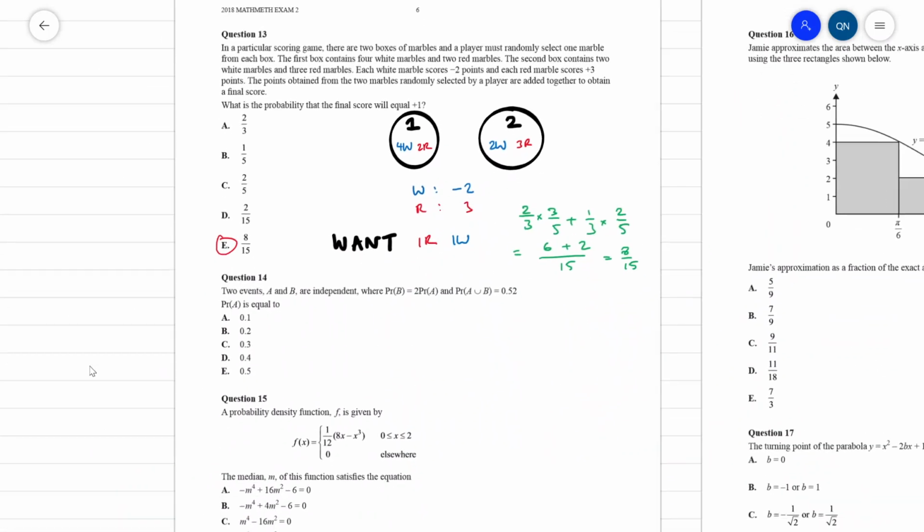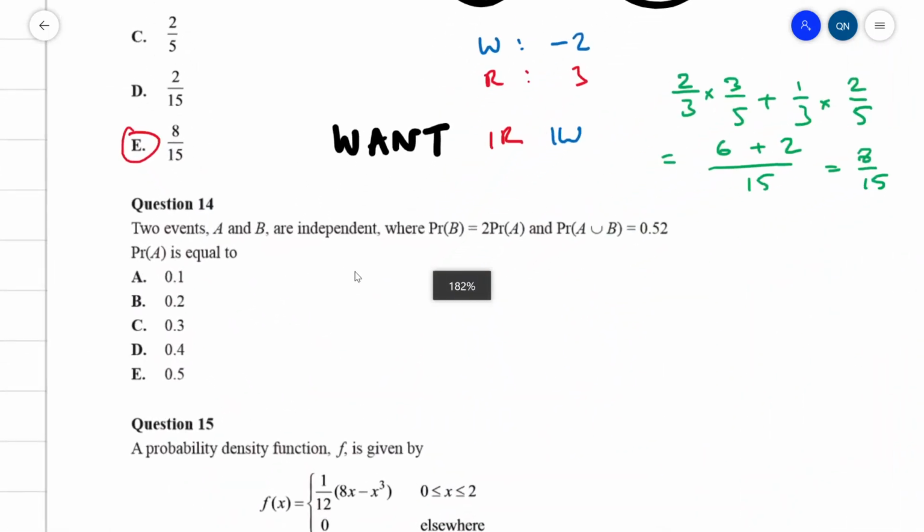Okay, question 14. We have A and B are independent events, so right away when I say independent events, my mind jumps to probability of A intersect B equals probability of A times probability of B, where probability of B is twice the probability of A. Okay, so we can make a substitution here maybe. So P(A), well, this is P(A) squared, and then we have 2 of them.